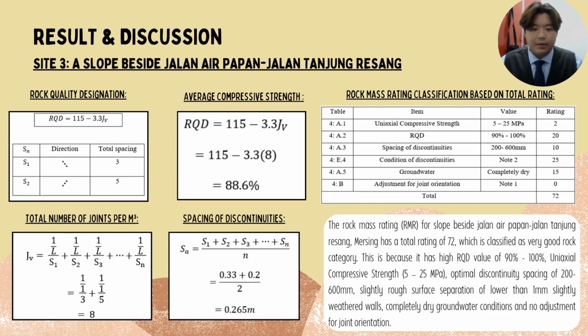Uniaxial compressive strength is 5 to 25 megapascal. Optimal discontinuity spacing of 200 to 600 millimeters. Slightly rough surface, separations of lower than 1 millimeter. Slightly weathered walls. Completely dry groundwater conditions and no adjustment.